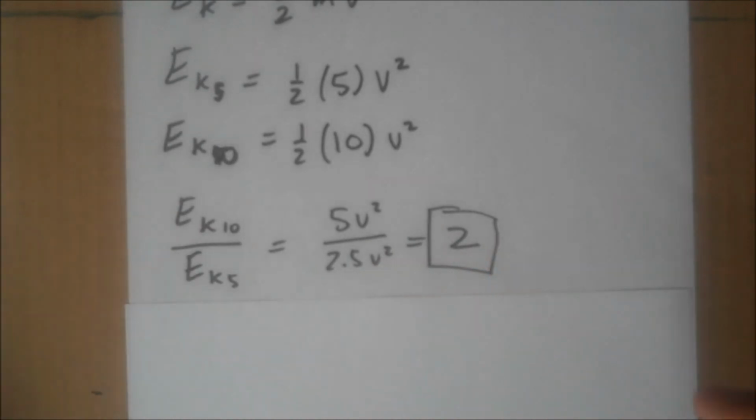We find that the ratio between the two is 2. Meaning the kinetic energy in the 10-kilogram box is twice as great. This makes intuitive sense if you have two objects moving at the same speed. Because kinetic energy is proportional to mass, then the one with twice the mass should have twice the kinetic energy.